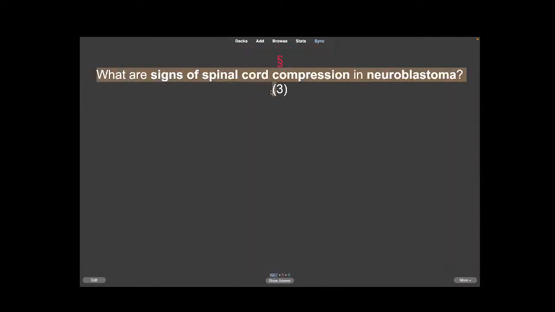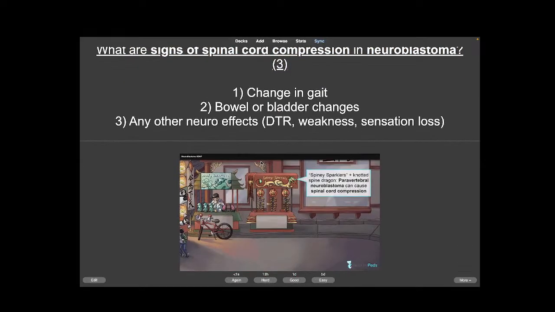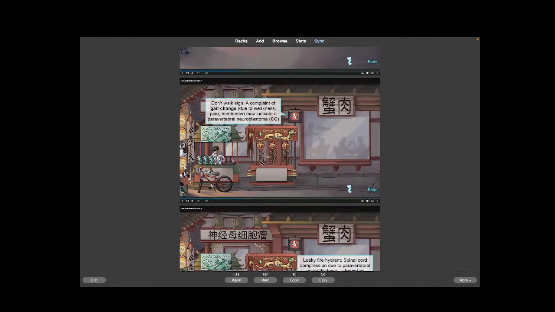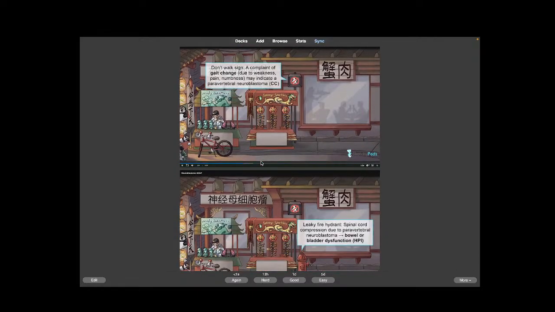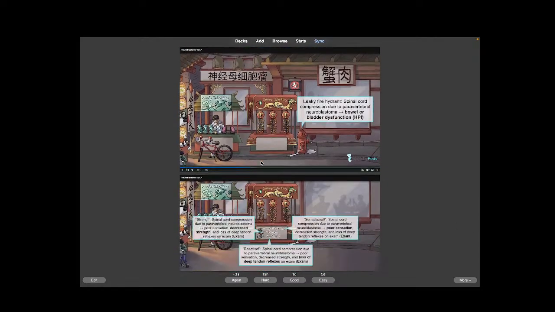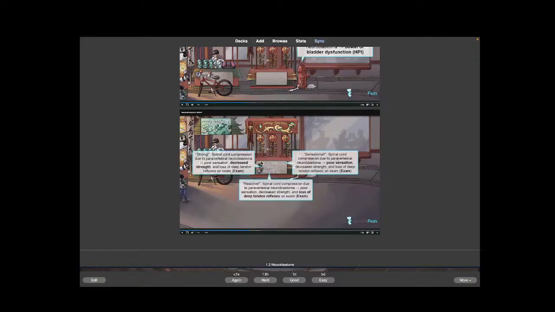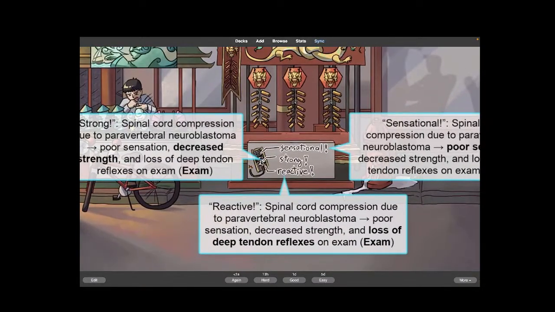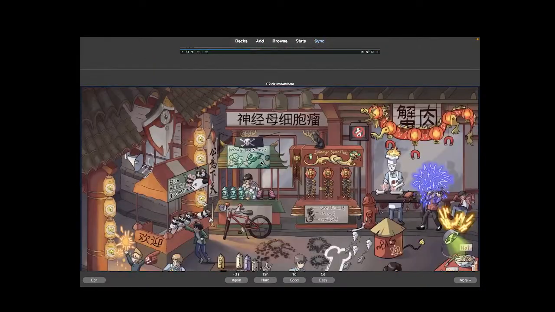What are signs of spinal cord compression? Change in gait. Do they have an image of gait? Oh yeah, they do. Bowel and bladder dysfunction. Yeah, okay. We have decreased strength, sensation, and loss of reflexes. They're gone, bro. They're gone.